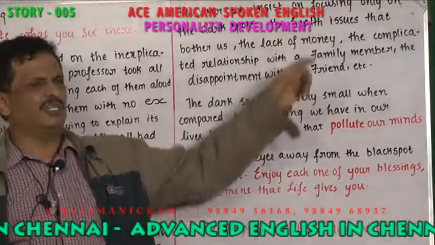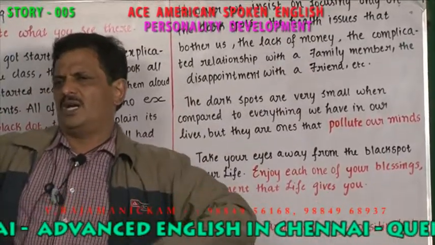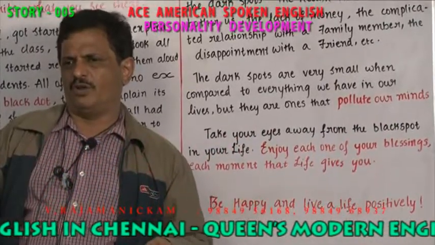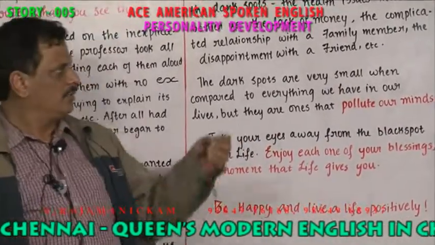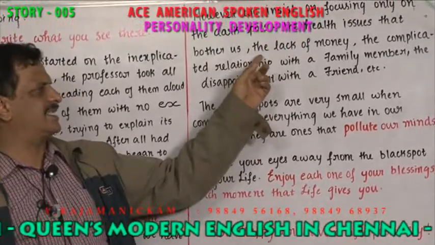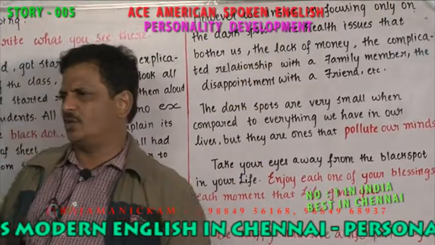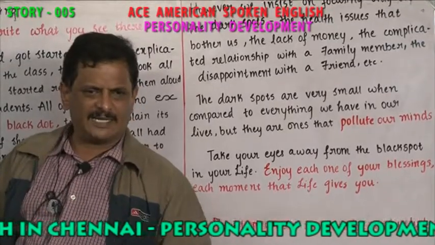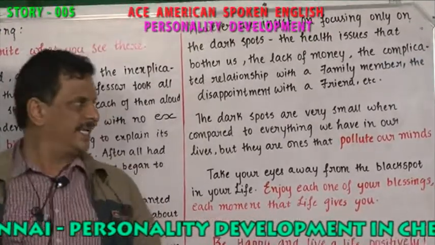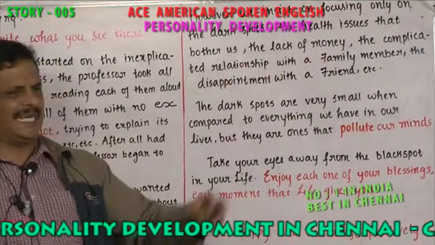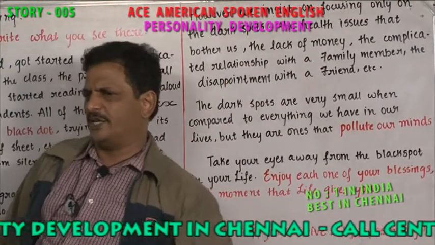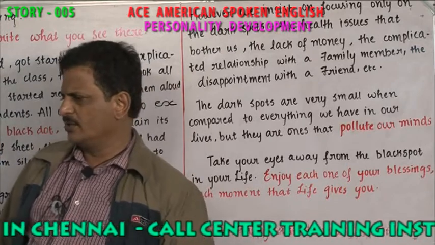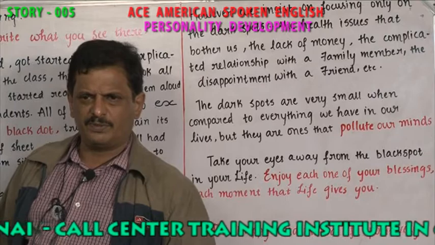The health issues. Oh, I am not tall, I am not fat, I don't look beautiful, I don't look handsome. We are bothered about health issues, the lack of money. Oh, I don't have a car, I don't have a 20,000 salary, a 50,000 salary, I don't have money. We are bothered about complicated relationships. Oh, my boyfriend has left me. Oh, my girlfriend has left me. Oh, my wife is shouting at me like this. Oh, my husband is shouting at me like this.